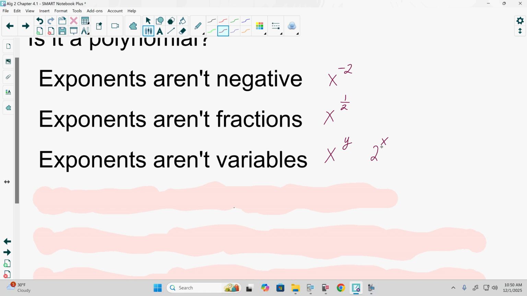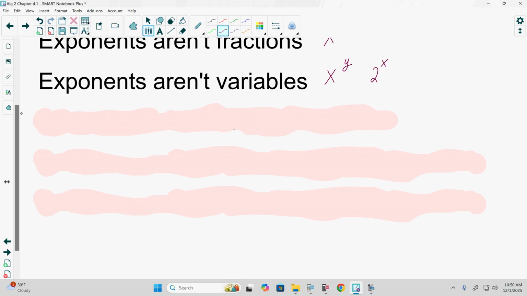So if the exponents attached to variables are negative, it's not polynomial. If exponents are fractional, we have a variable to a fractional exponent, not a polynomial. If we have an exponent that's a variable, it's not going to be considered a polynomial function.